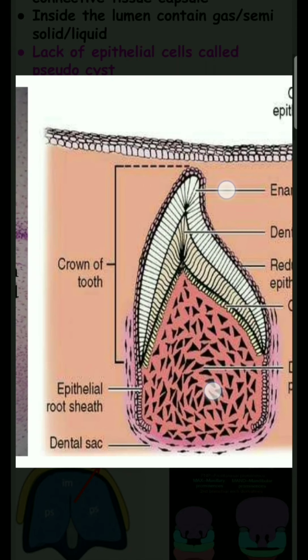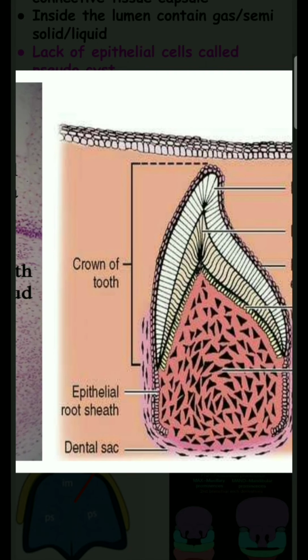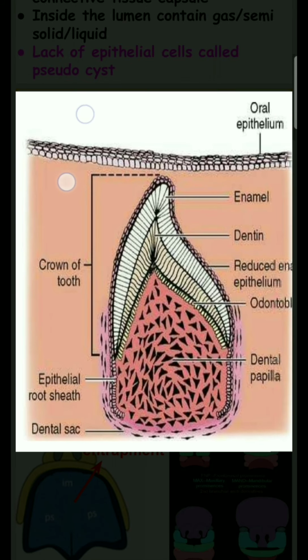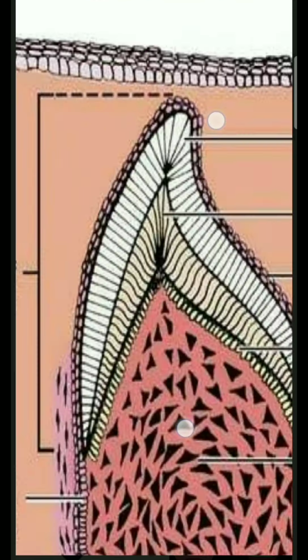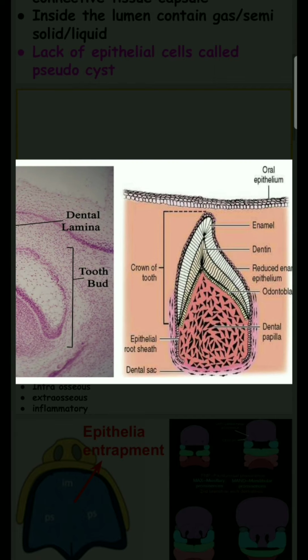The Hertwig epithelial root sheath helps in the formation of the root. This root sheath gets segmented. Some segments of the Hertwig epithelial root sheath disappear and are replaced by cementum forming materials. But in this case, the root sheath can't disappear, and as a result it may lead to the formation of a cyst. At the same time, the reduced enamel epithelium also plays an important role in the formation of cysts. This is the reduced enamel epithelium.